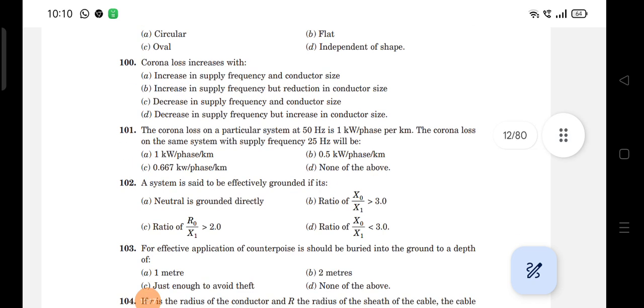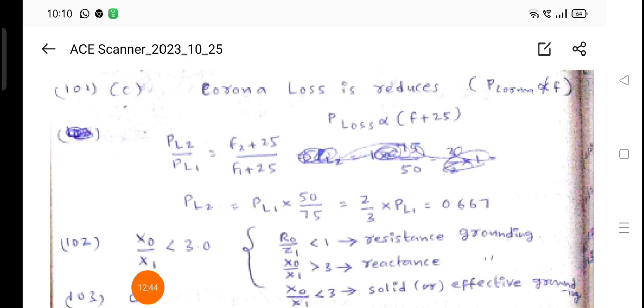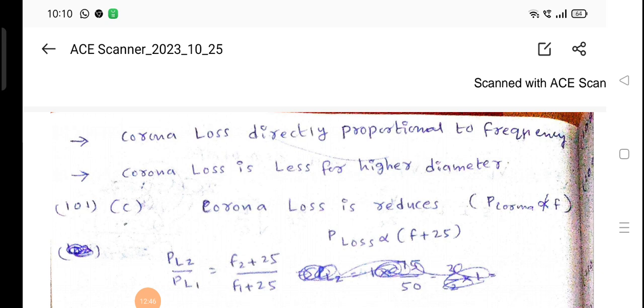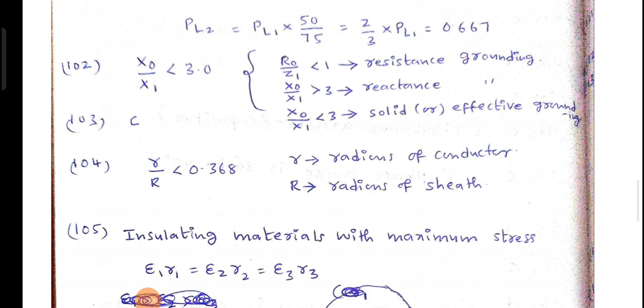A system is said to be effectively grounded if, okay, if it is resistance grounding, then R0 by X1 is less than 1, where R0 is the zero sequence resistance. Okay, if it is reactance grounding, X0 by X1 greater than 3. Okay, if it is solid grounding, X0 by X1 less than 3.